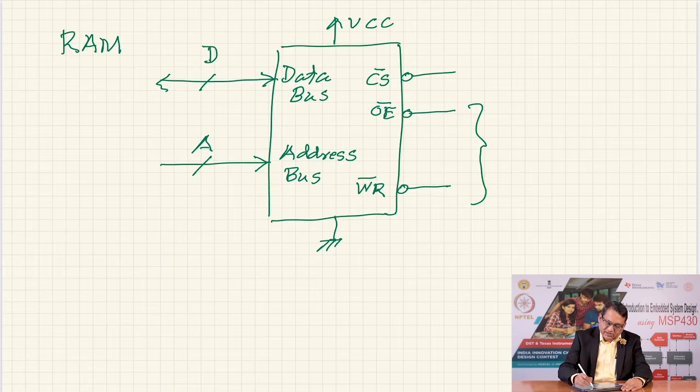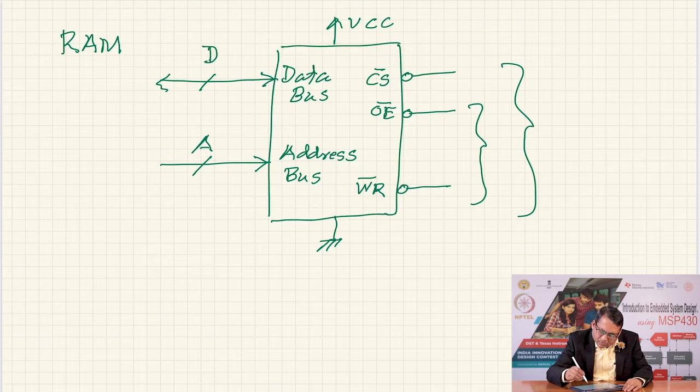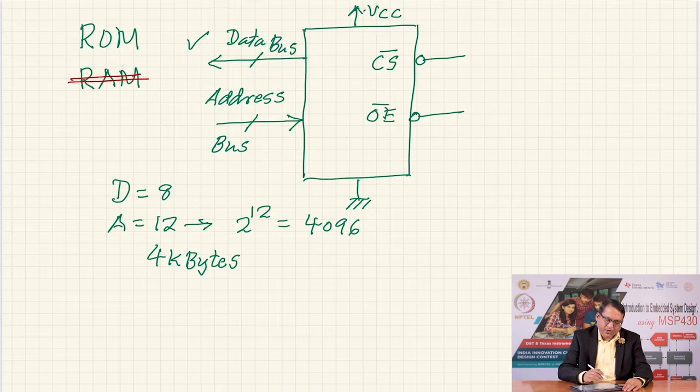And where do these signals come from? These signals come from the control bus of the microprocessor or the microcontroller to which they are connected. Now, let me go to the earlier slide. Here, we just functionally meant that we need a ROM device.